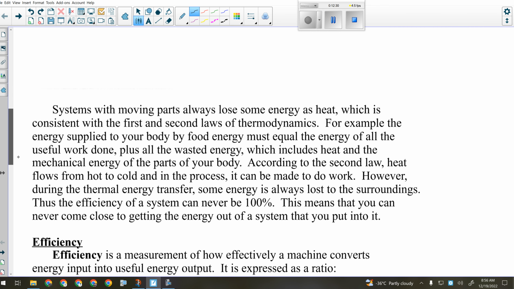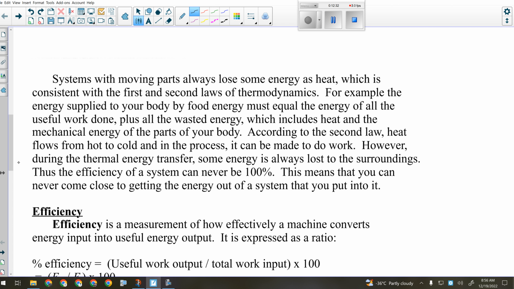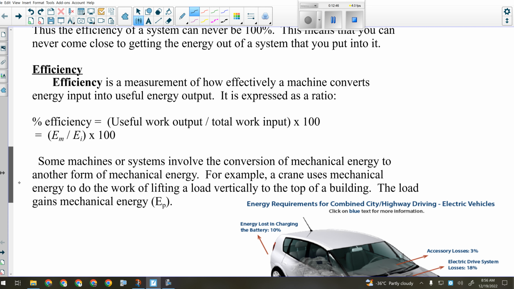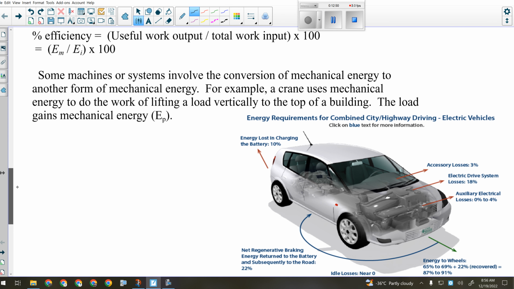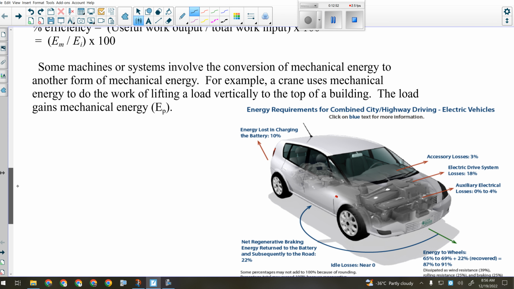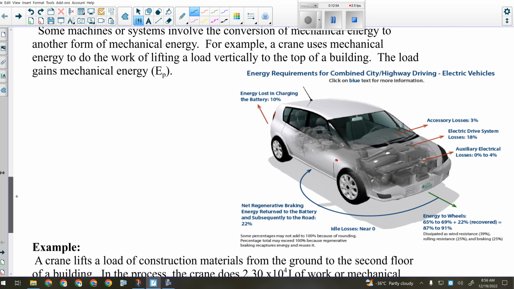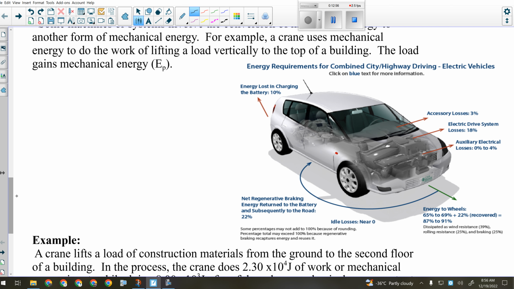So any systems that have moving parts are always going to lose energy as heat. That's kind of the big deal with things like that. And that's because of the second law of thermodynamics. Heat goes from hot to cold, so it's always naturally going to bleed away from your car and go to other places. So as we said, this is how we calculate efficiency. Some machines or systems involve conversion of mechanical energy to another form, but if we're looking at an electric car, suddenly these numbers change considerably.